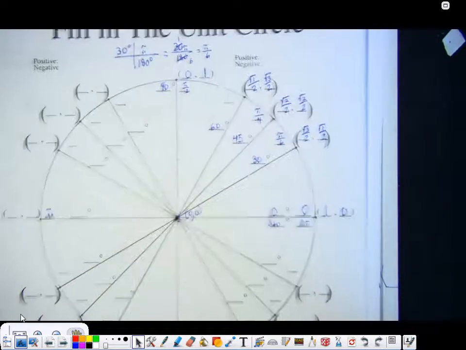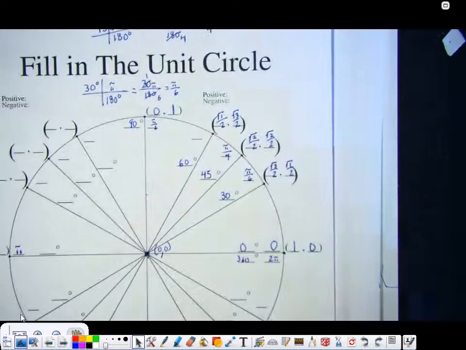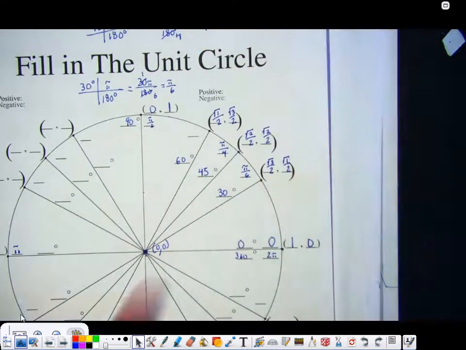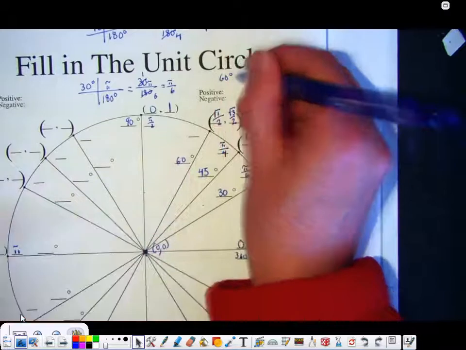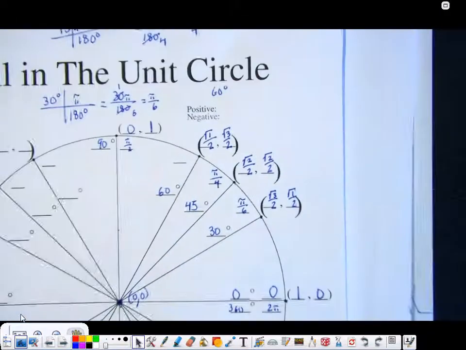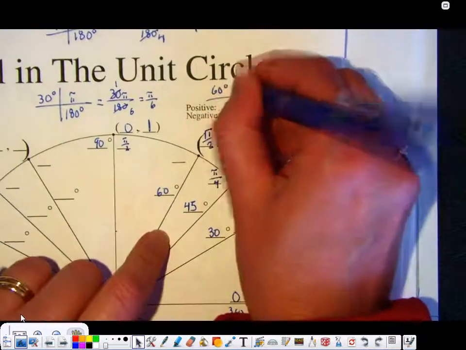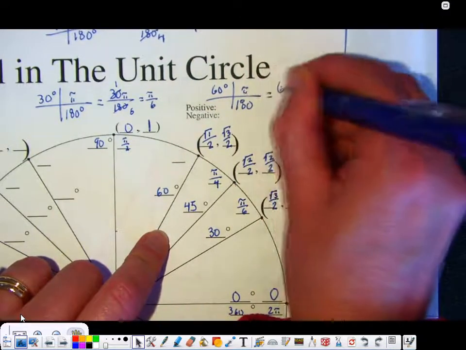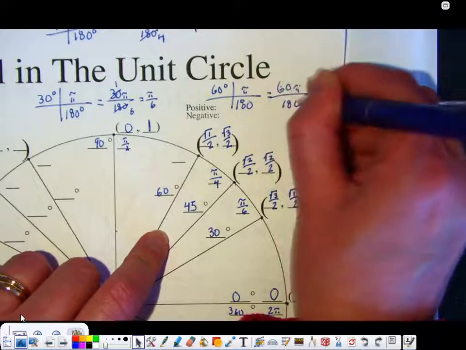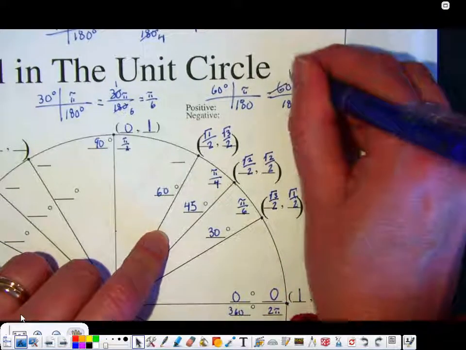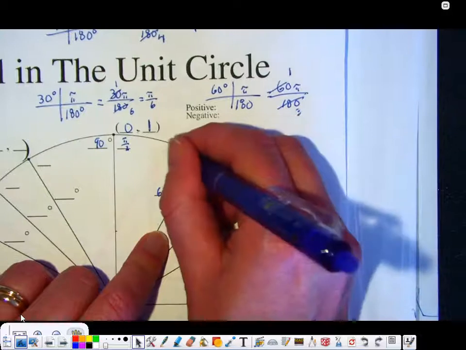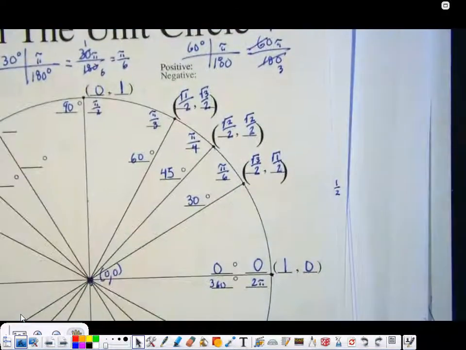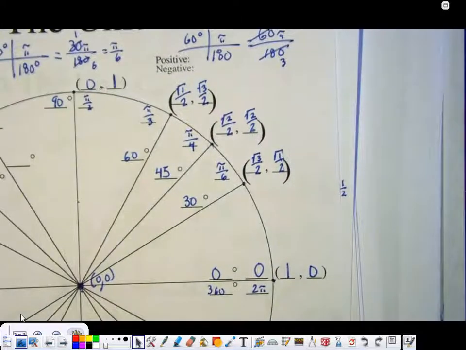And then the very last one is 60 degrees. If you think about it, 60 degrees is twice as big as 30 degrees. So you could do it that way. I'll just do it the typical way. Okay, the traditional. So 60 degrees. So this would be 60 pi over 180. And 60 goes into 60 once, it goes into 180 3 times, so this is pi over 3. Okay, so that is the first quadrant of your unit circle.